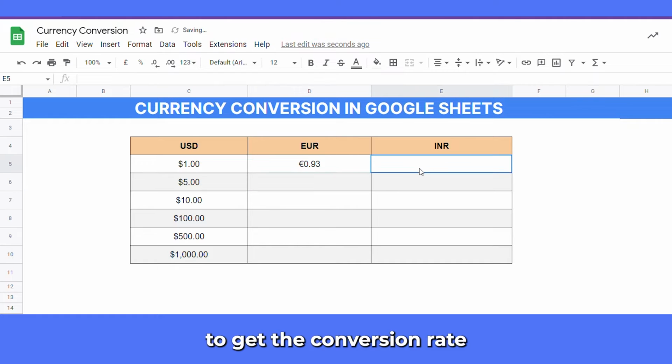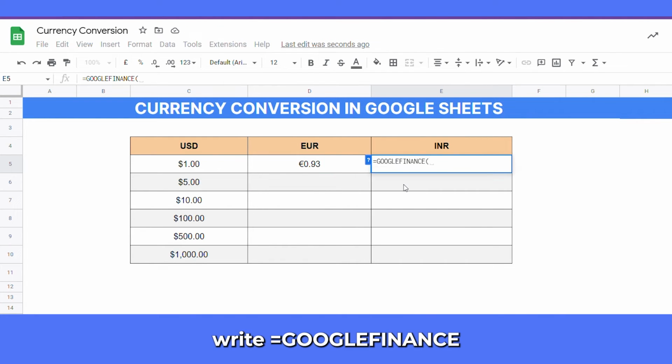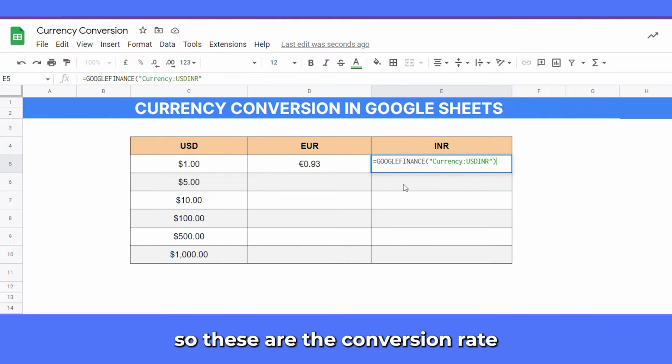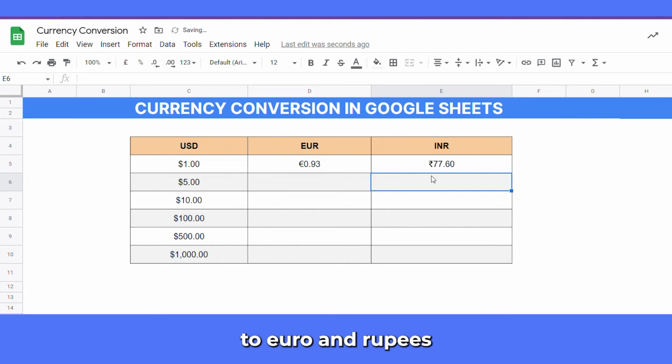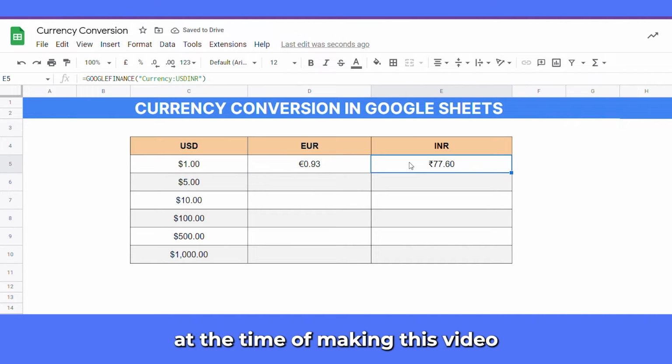Similarly, to get the conversion rate from dollar to rupees, write equals GOOGLEFINANCE. Under quotations write currency colon USD-INR. So these are the conversion rates from dollar to euro and rupees at the time of making this video.